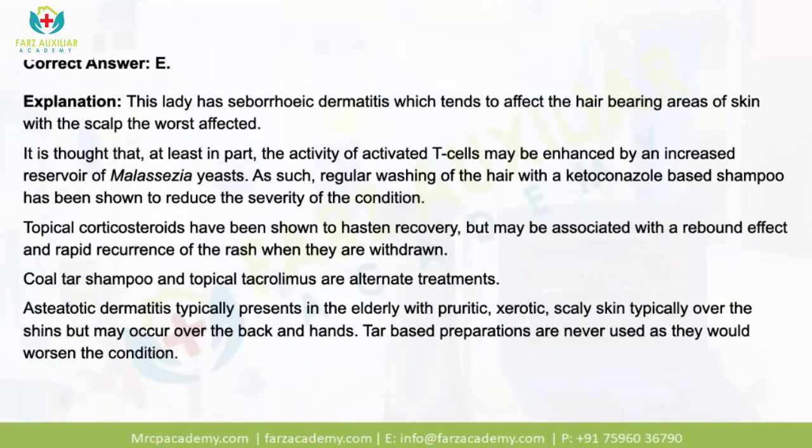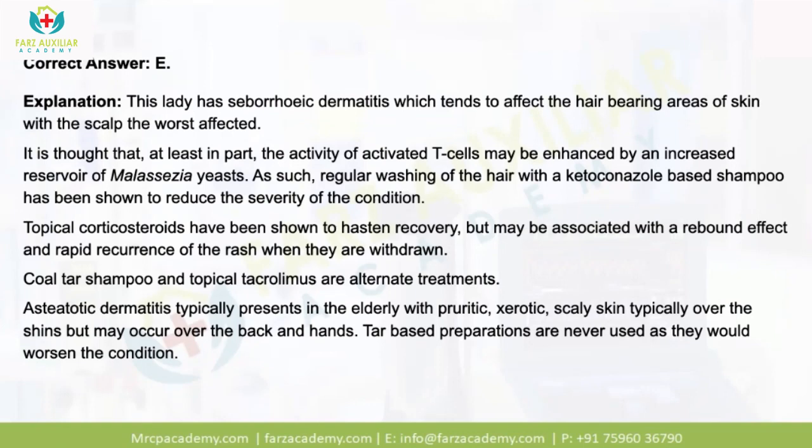The lady had seborrheic dermatitis, which tends to affect the hair-bearing areas, and the scalp is the worst site to be affected. It is thought that, at least in part, the activity of the activated T cells may be enhanced by an increased reservoir of Malassezia yeast. As such, regular washing of hair with ketoconazole-based shampoo has been shown to reduce the severity of the condition.